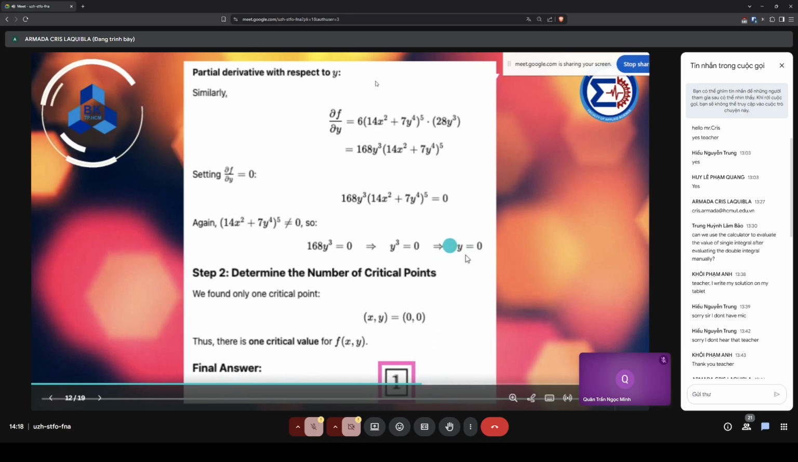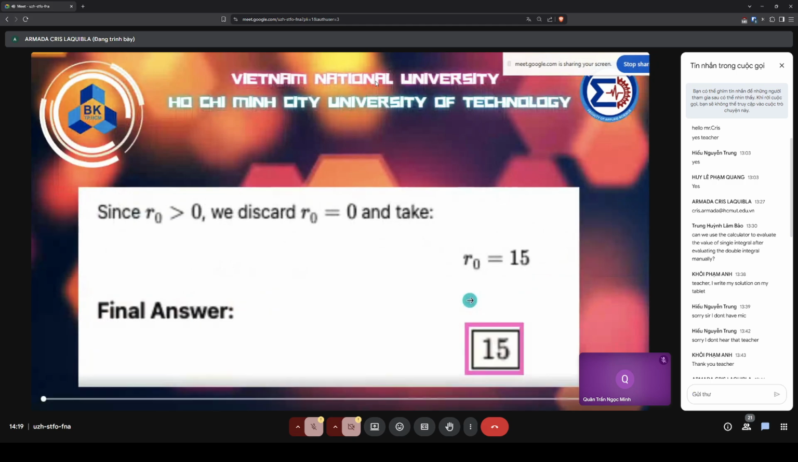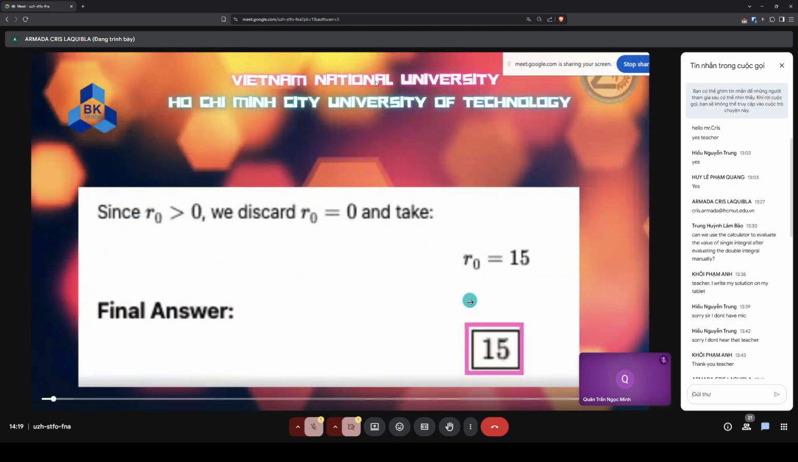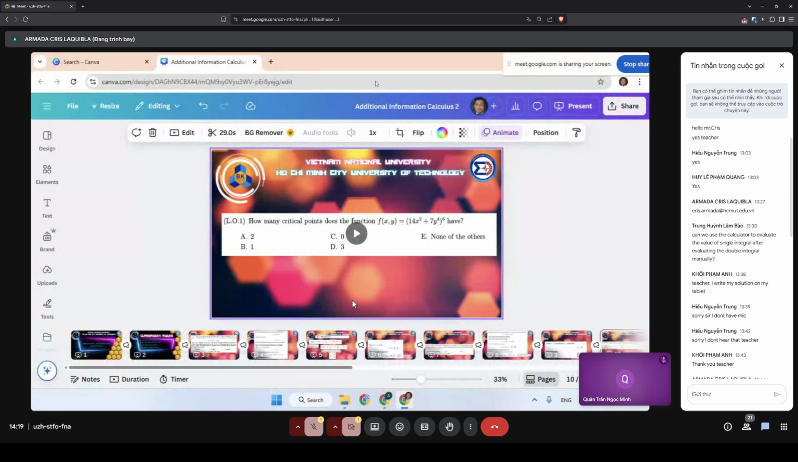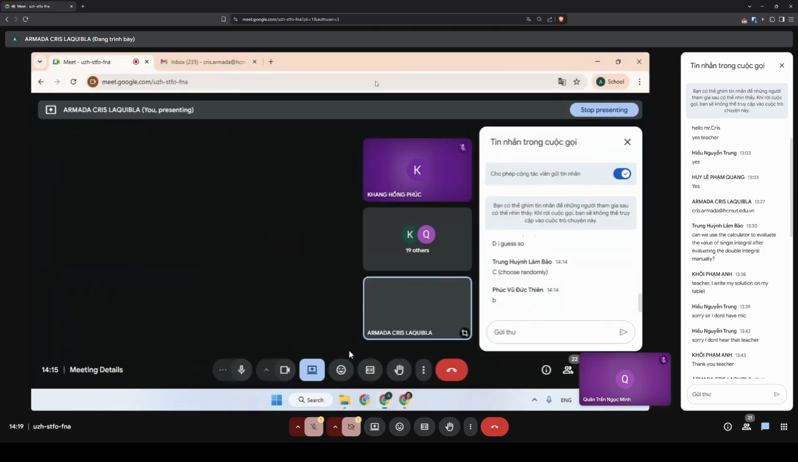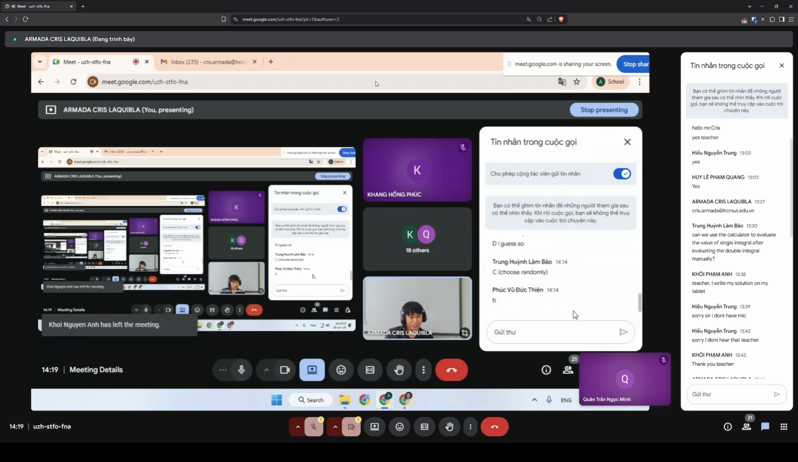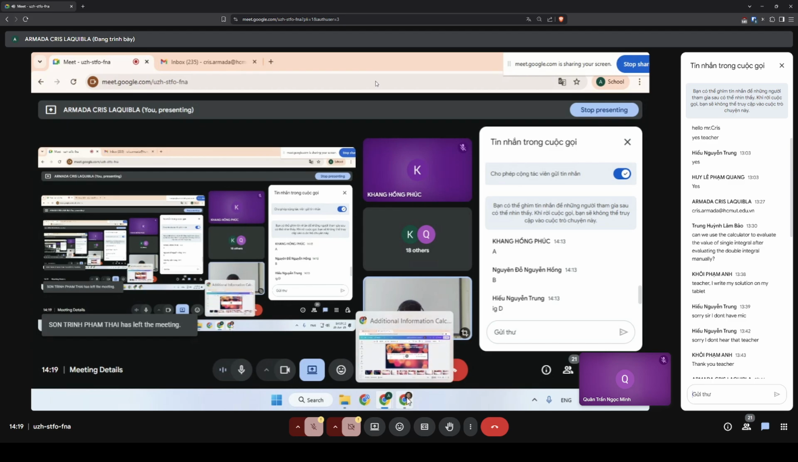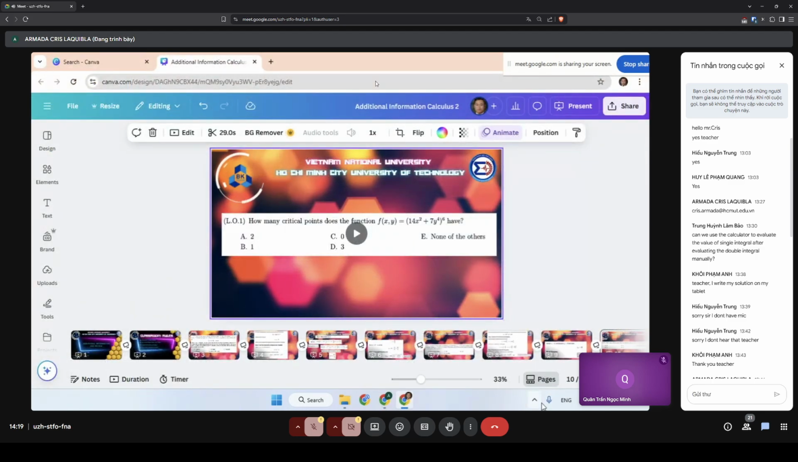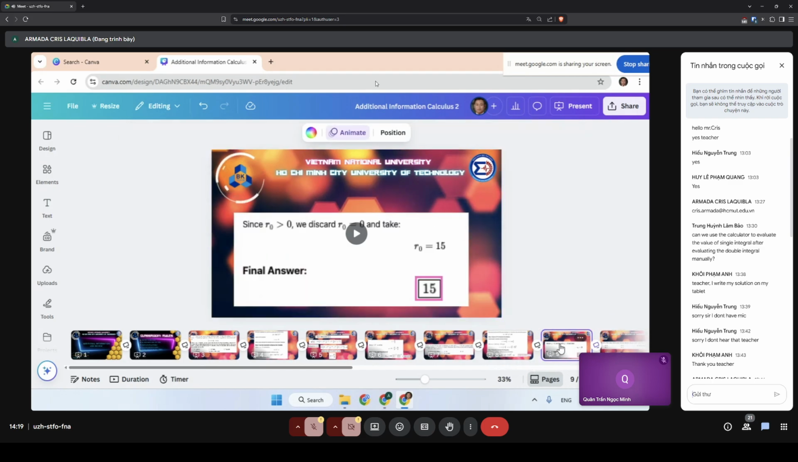So the answer is 1. Oh, who got the correct answer? 1 is letter B. And by the way, congratulations. Who's that one? Oh, Folk Vudok Tien and Nguyen Do Nguyen Hong. Oh, see? It's nice to just guess the answer. Oh, wait. I have a question there asking for saddle points. I will insert that later. Okay, next. How about the next question?